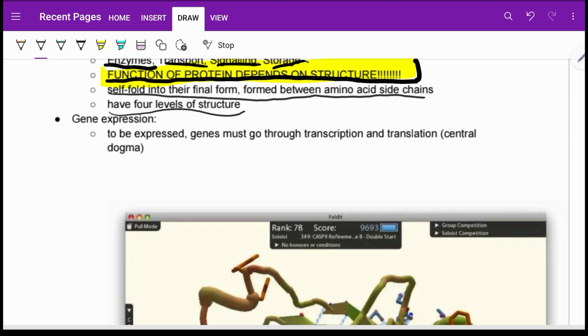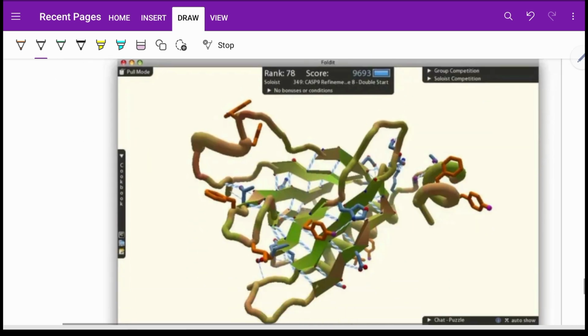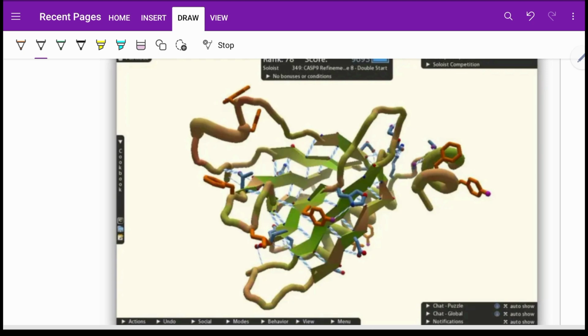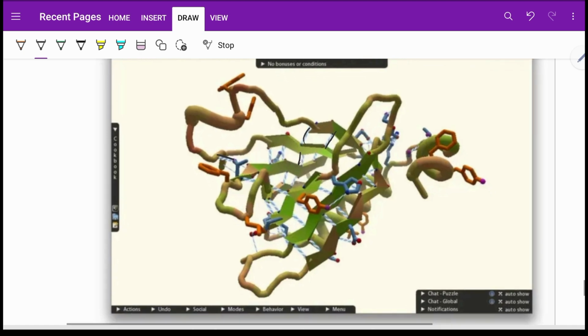For example, in order for the protein melanin to be made to make your skin darker, genes for melanin must still go through the transcription and translation process of the central dogma to create the proteins to show gene expression. This is a video game actually that helps you learn how to fold proteins, and it's called Fold It, and you can see how there are a bunch of interactions within the protein itself, and that's why structure is so important to function.